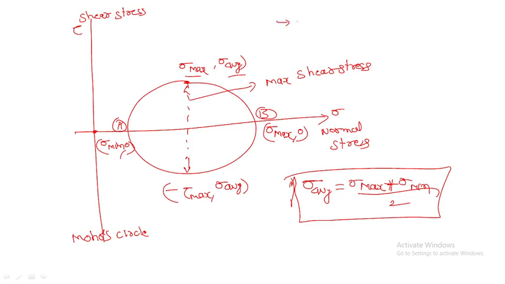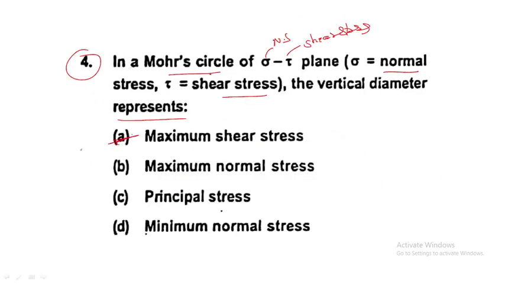I will write here minimum and maximum principal stress. What do we call that? The minimum and maximum normal stress, we call it principal stress, right? So the answer for this question is maximum shear stress.